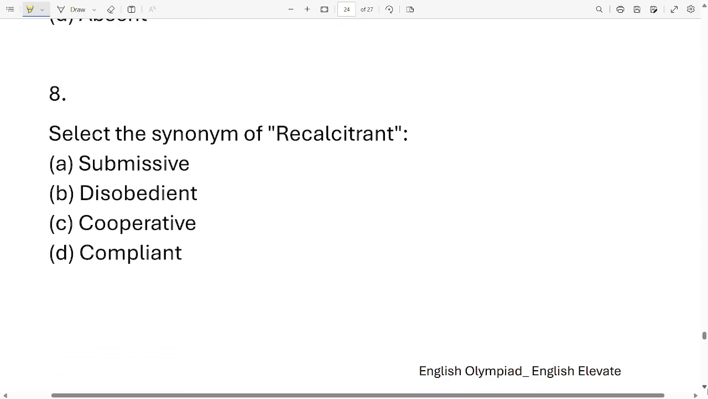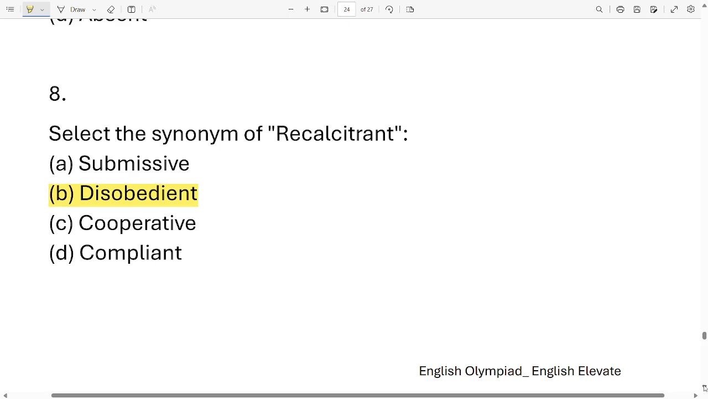Next one is select the synonym of recalcitrant. It is submissive, disobedient, cooperative, compliant. These are the 4 options. Which one is correct? It is option B, disobedient.